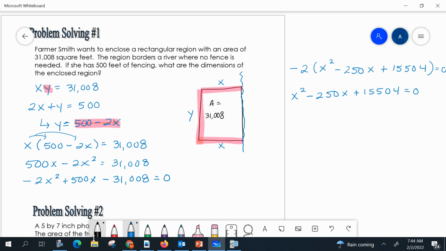This equation may or may not factor, and to tell you the truth, I'm not going to sit around and try to think of factors of 15,504. So I think the best method in this case would be to use the quadratic formula.